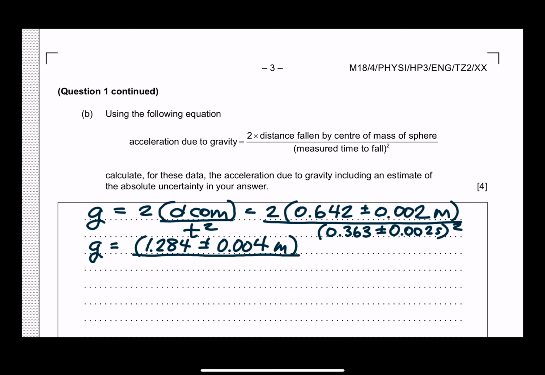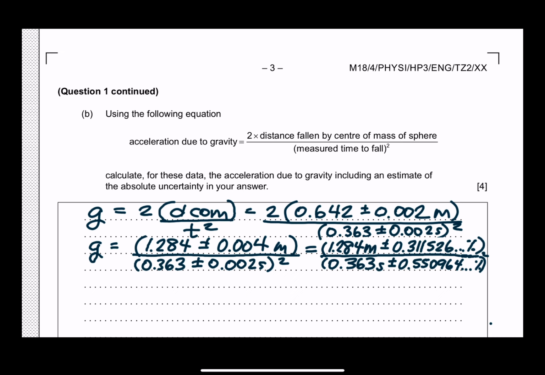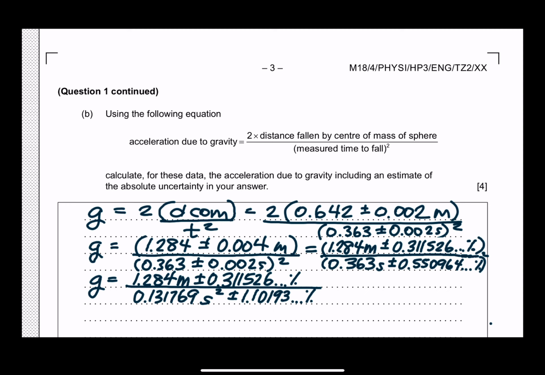So let's actually get a percentage uncertainty on that 0.363. And actually, come to think of it, I'm going to need the percentage uncertainty on the distance of center of mass anyway, because I'm going to be dividing that by time squared. So when I divide, I need to work with percentage uncertainty. Now, the denominator is squared, so since it's squared, we multiply the percentage uncertainty times 2. So when you raise a number to a power, you multiply the percentage uncertainty times that power. That's what we get after we square the t.